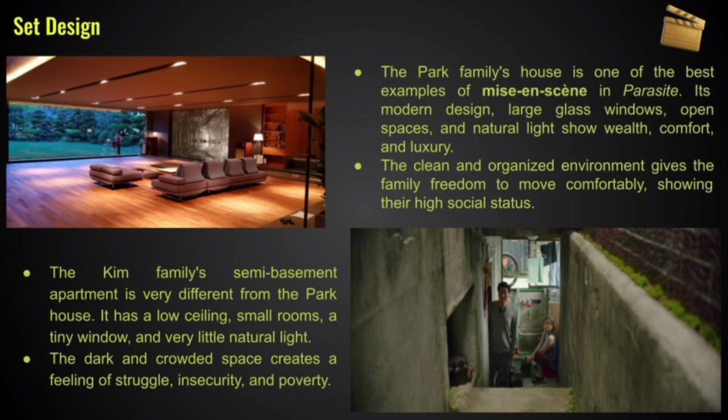In the second image, the Kim family's semi-basement apartment is very different from the Park house. It has a low ceiling, small rooms, a tiny window, and very little natural light. The dark and crowded spaces create a feeling of struggle, insecurity, and poverty. By simply comparing these two houses, Bong Joon-ho visually shows the difference between the rich and poor even without using dialogue.